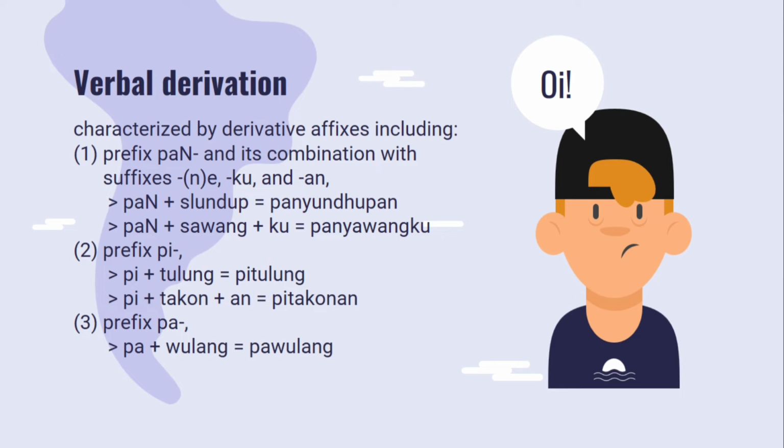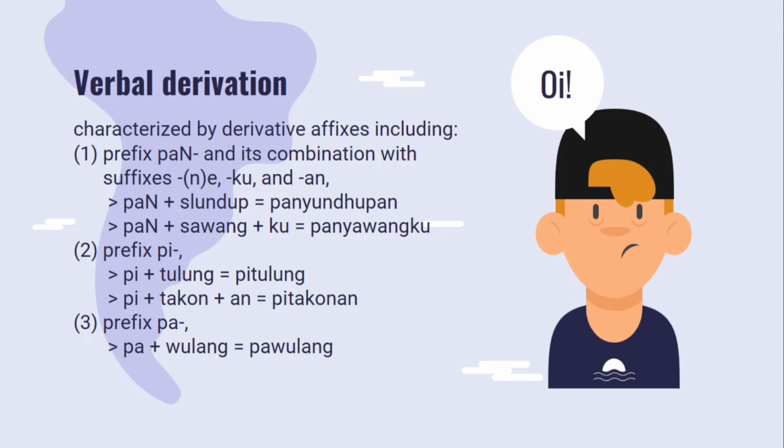Verbal derivation characterized by derivative affixes including number 1, prefix pan and its combination with suffix ne, ku, and an. The basic sawang combined with prefix pan and suffix ku, so it becomes panyawangku.